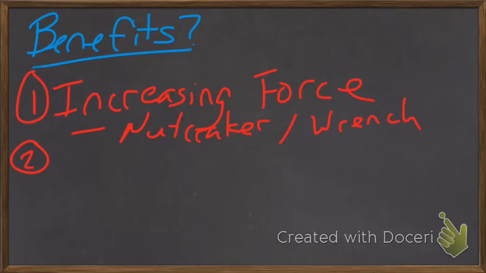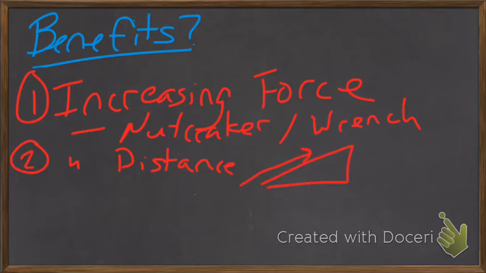Another benefit is to increase the distance. So we talked about a ramp. That's easier to get up. And another way we can think about this is we often use stairs. And we use stairs to get to different levels. If we didn't have stairs, if we only had like a rope, for example, that we had to climb, that would be horrible to have to get up to a different floor.